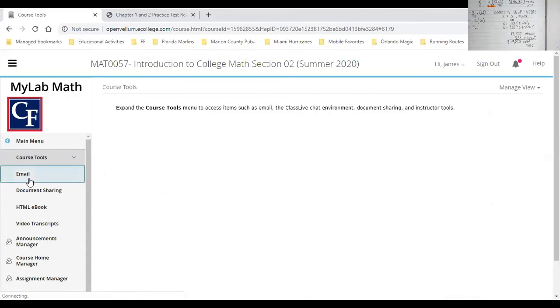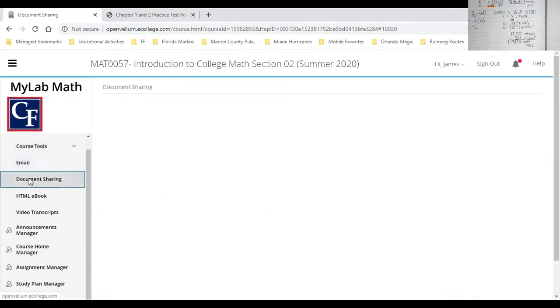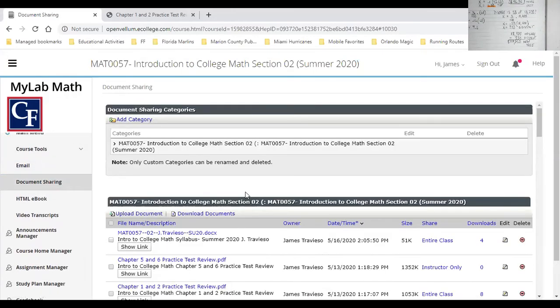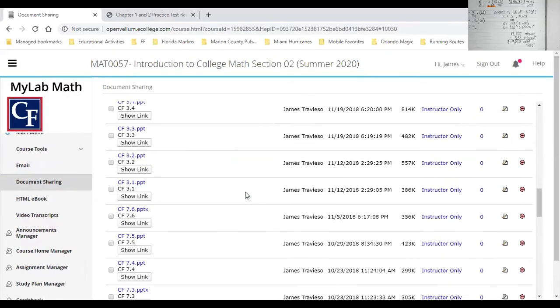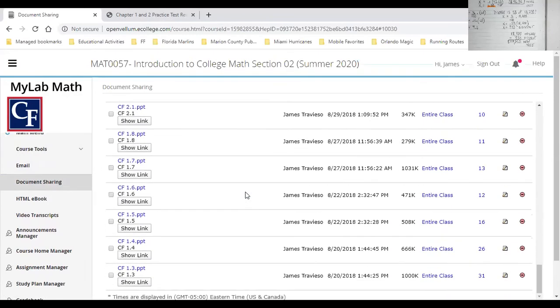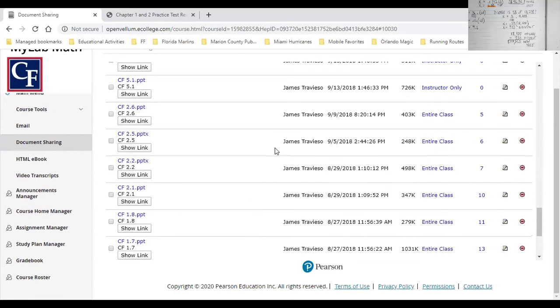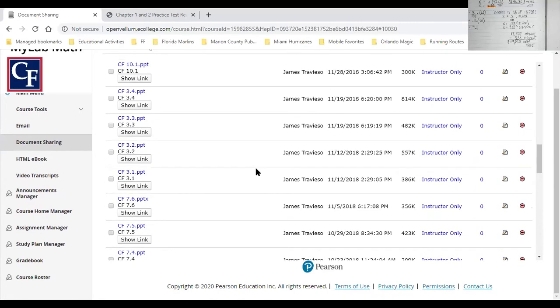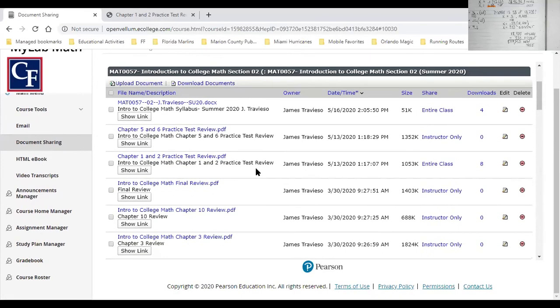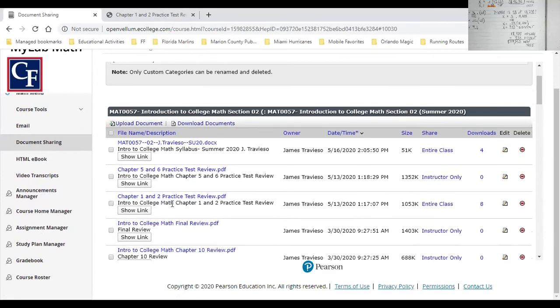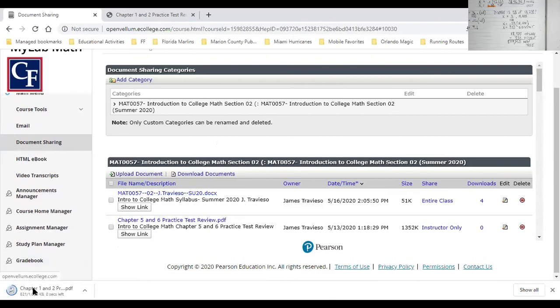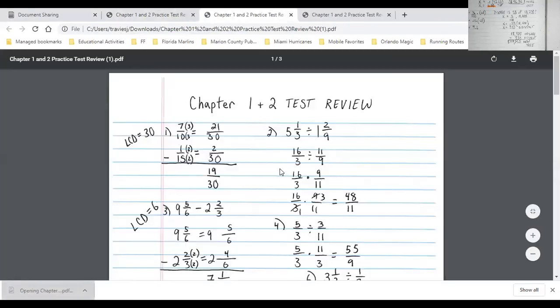You open up Course Tools, and you go to Document Sharing. And mine will have actually all my documents, but you'll only see the ones that I've already shared with the class. But part of what I shared to the class is this Chapter 1 and 2 practice review. So if you click on that, it'll open up a PDF of that Chapter 1 and 2 test review.